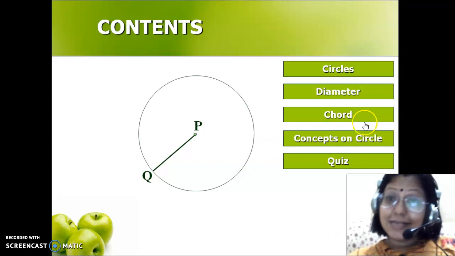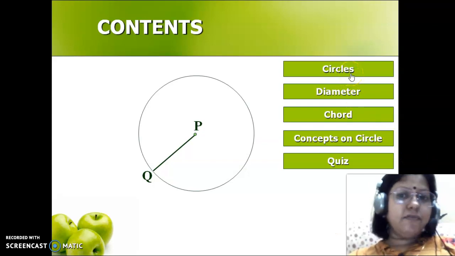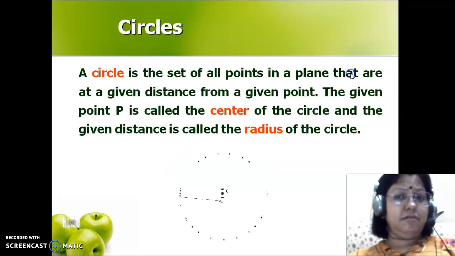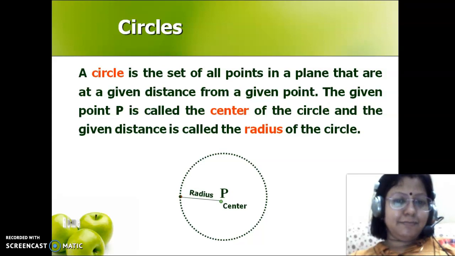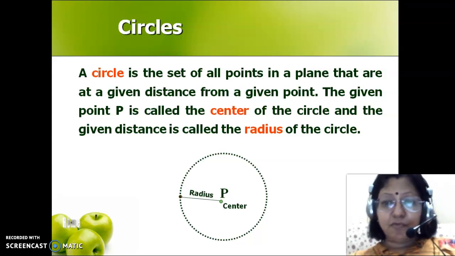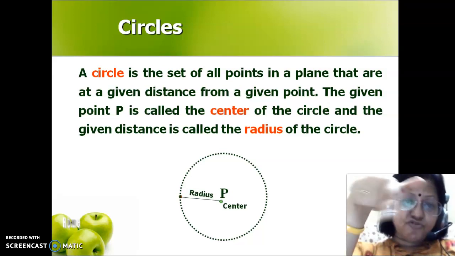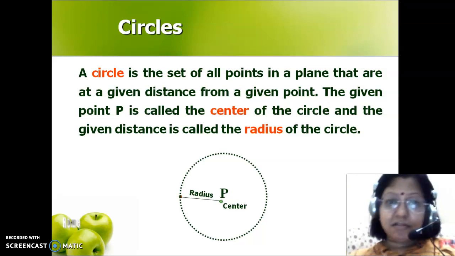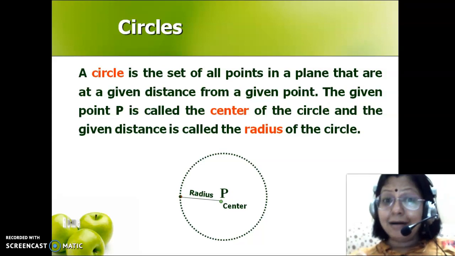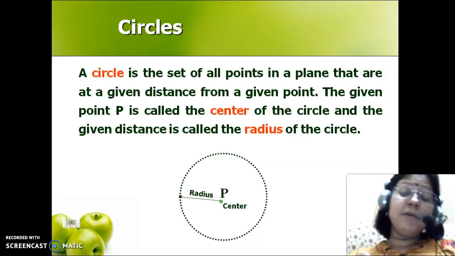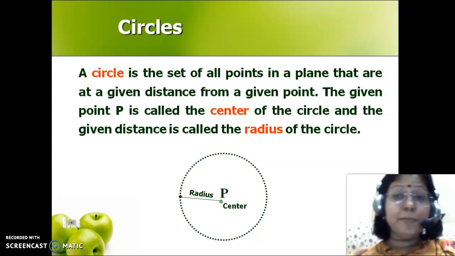So what is the first concept? First thing, we should know what is circle. Now in this thing you can see that point is moved. Point is moved in the boundary. So what is circle? It is the set of all points in the plane that are at a given distance from a given point. So what is the given point? Point P.